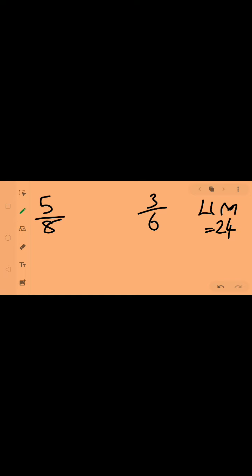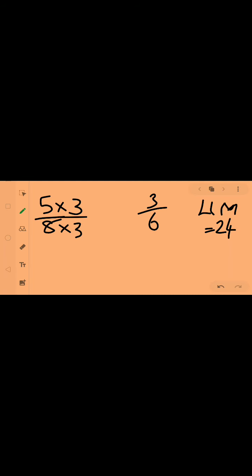Let's take the first fraction, 5 by 8. With 8, what number do we multiply to get the LCM 24? We have to multiply 8 by 3. With the same number we multiply the numerator also. Here we use the idea of equivalent fractions, so that we get the denominators equal, or we get the fractions in like form.